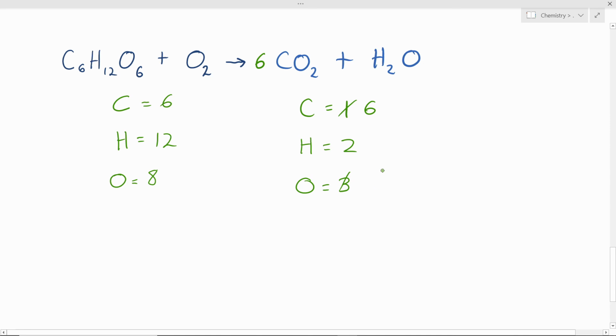Oxygen's number, however, was changed. Remember, when we figure out the number here, it is 6 times 2. It's just multiplication. So 6 times 2 for carbon dioxide would be 12. And 12, remember, we have to add to this 1 oxygen over here. 12 plus 1 is 13. Okay, great. So we have our carbons balanced.